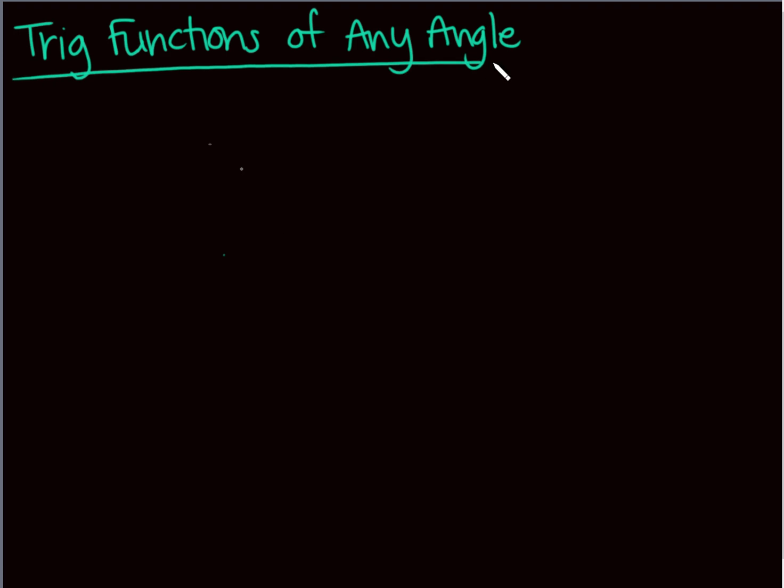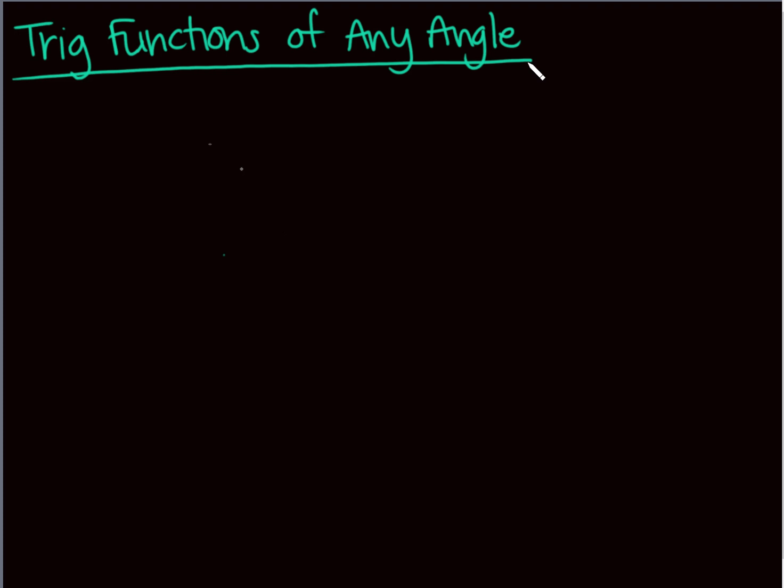So what I'm going to do is look first at an acute angle, because that's where we define sine and cosine. And then I'm basically going to take that definition of sine and cosine and expand it to be for any other angle.